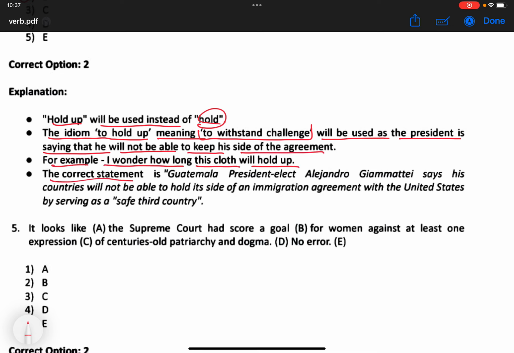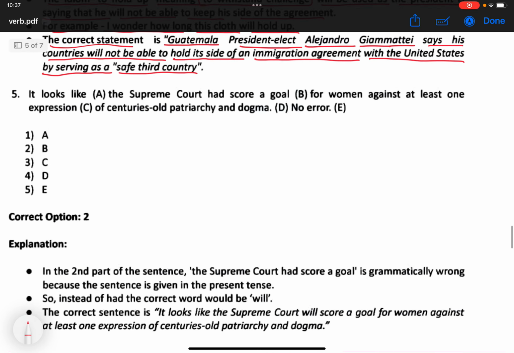The correct sentence is: Guatemala President-elect Alejandro Giammattei says his country will not be able to hold up its side of an immigration agreement with the United States by serving as a safe third country.